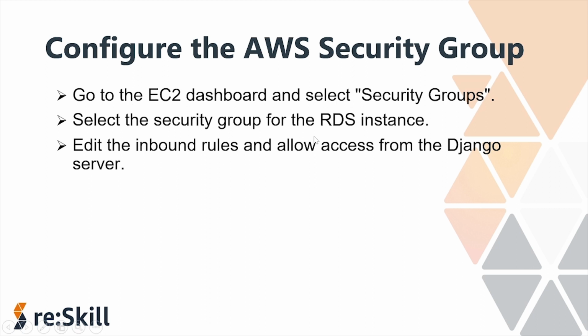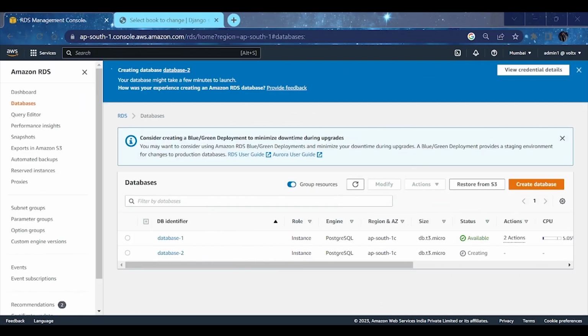So after creating an AWS RDS instance, the next step to connect Django to the database is to configure the AWS security groups. The security groups control the inbound and outbound traffic to and from the database instance. By default, the security group does not allow any inbound traffic, so you will need to add a rule to allow traffic from your Django application. To do this, go to the AWS Management Console. Let's see it in practice.